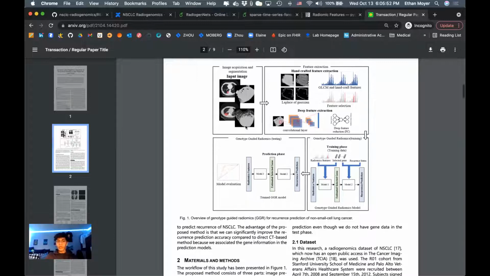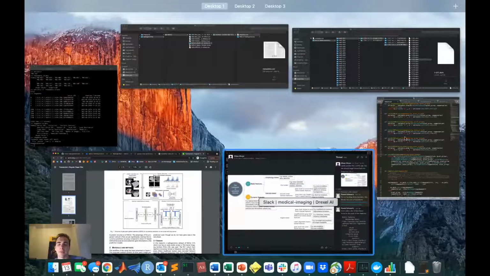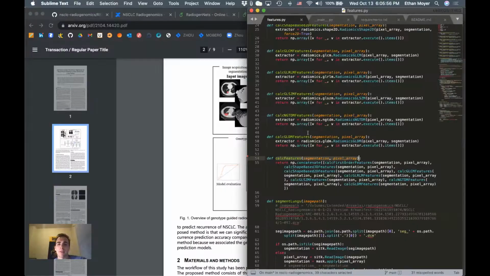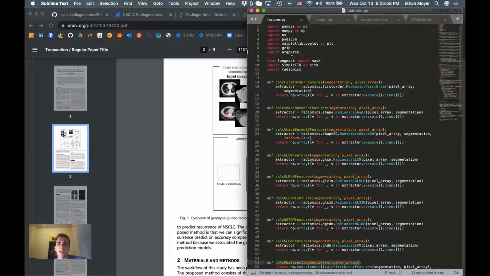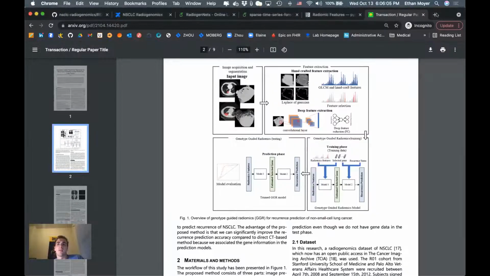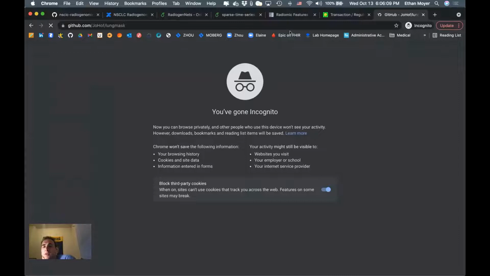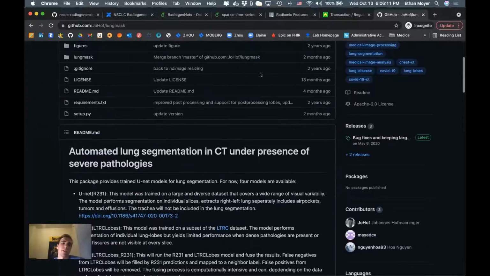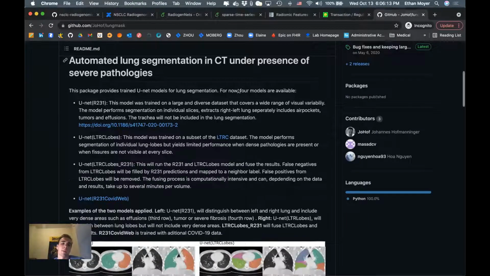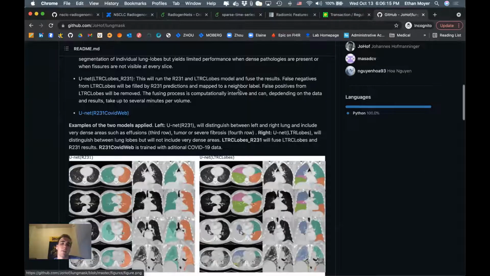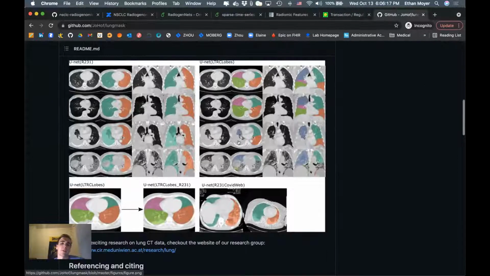And I want to show something else too. So the segmenting was something that can be tedious, but I don't want it to be. So I found this GitHub project that basically does automatic lung segmentation using UNet. I don't know much about UNet. I just know it works.